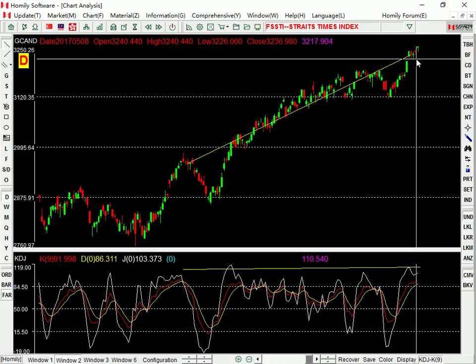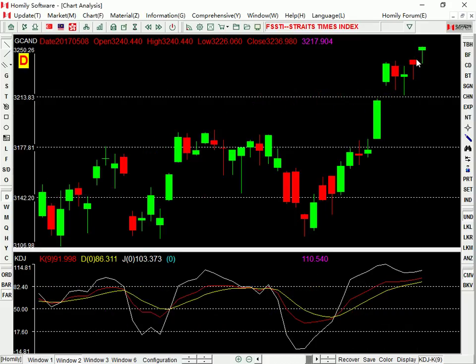So I teach you one method to judge whether this is the short-term top or not. You can use this method to judge. So how to judge this is the high point. So if you see these 5 indicators, 5 candlesticks.